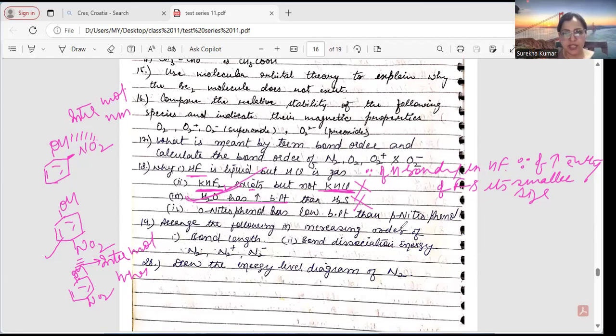Arrange the following in increasing order: bond length and bond dissociation energy. Let me tell you, N2 has bond order 3, N2 positive has 2.5, N2 negative has 2.5.